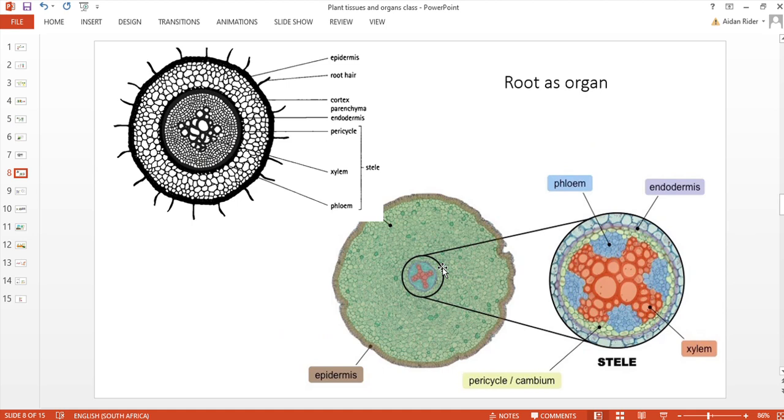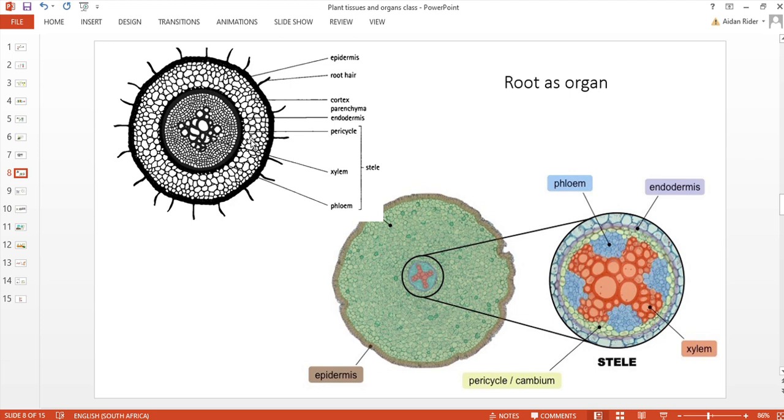Then we look at the root as an organ. If you have a transverse section through the root, remember, we're under the soil now. So the outside is also the epidermal layer or the epidermis. Then you have your tightly packed cells over here.